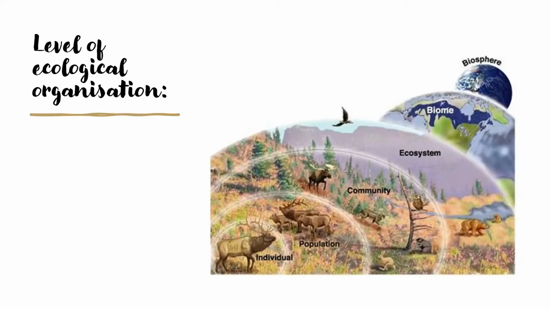Levels of organization in ecology start with a single individual. A single individual will form a population, and then a few populations will form a community, and this community with abiotic factors will form an ecosystem, and then we have the biome, and further is known as the biosphere.